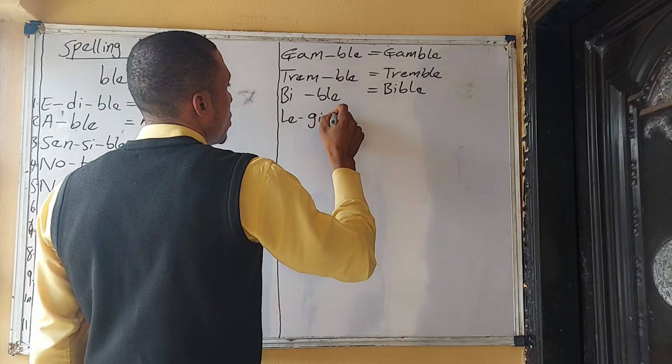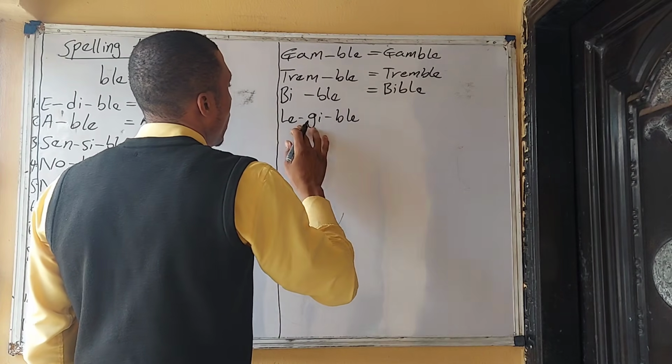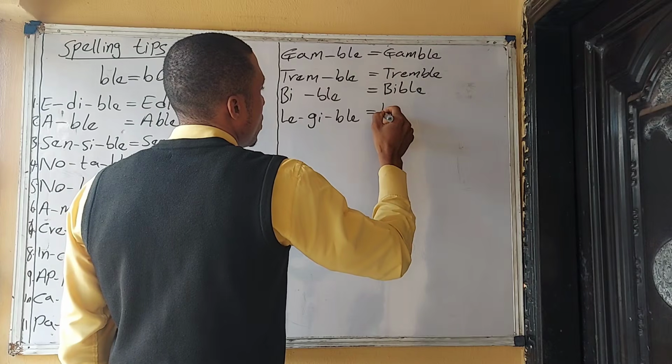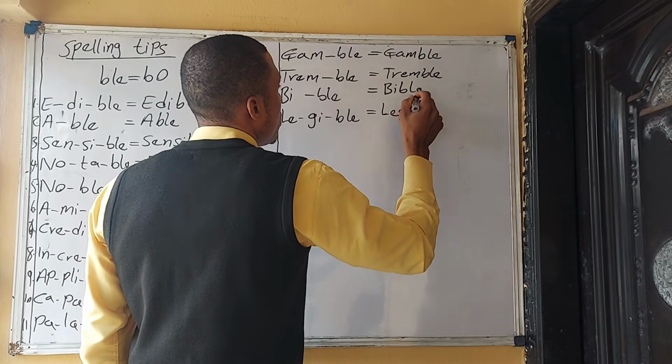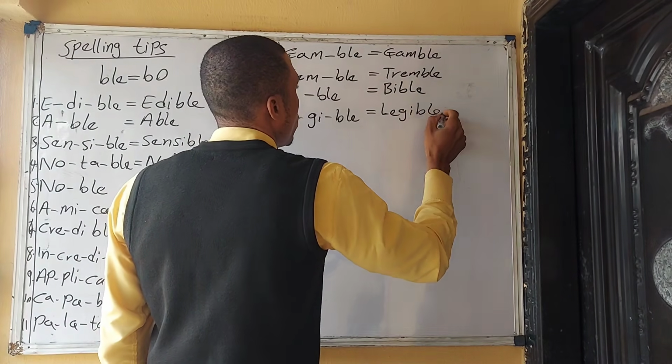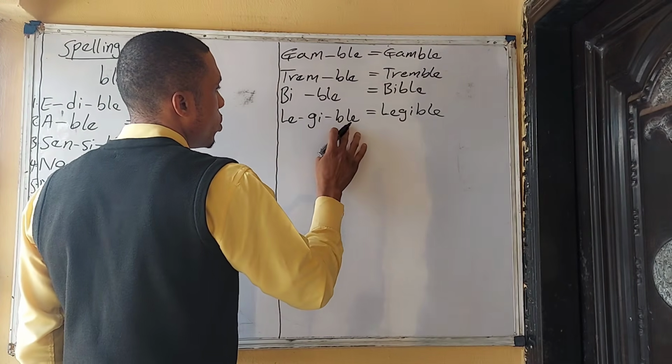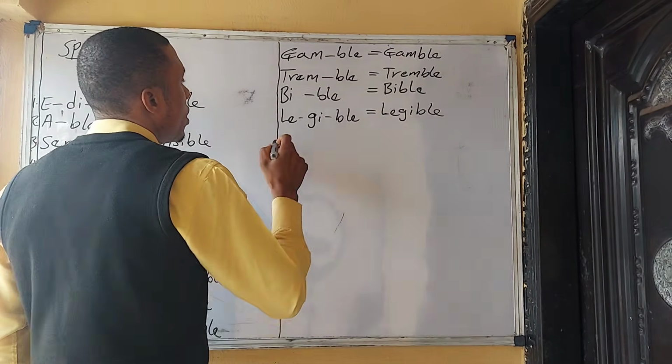Next, you have le, ji, bo. Le, ji, bo. Becomes le, ji, then bo. Legible.